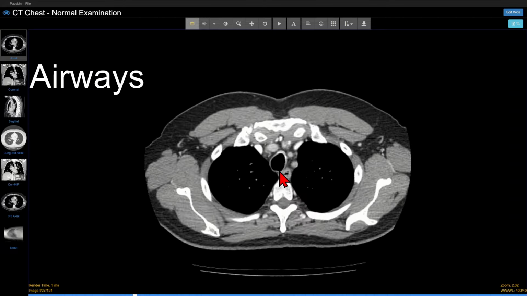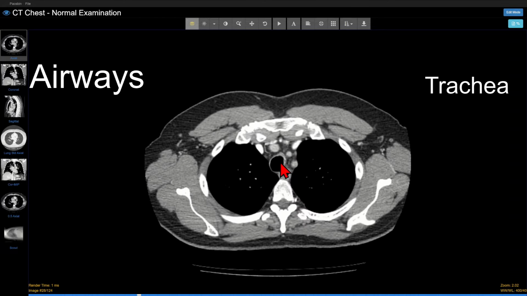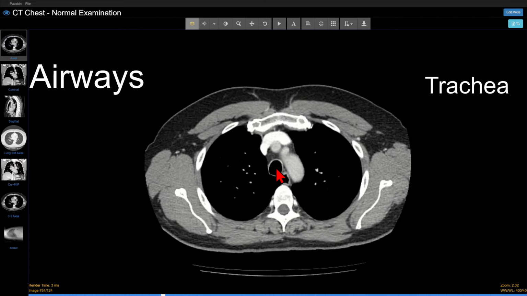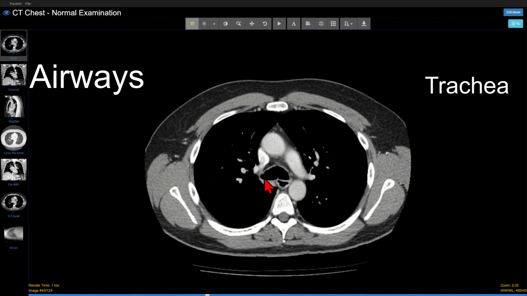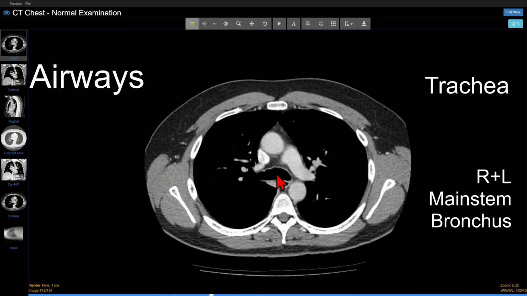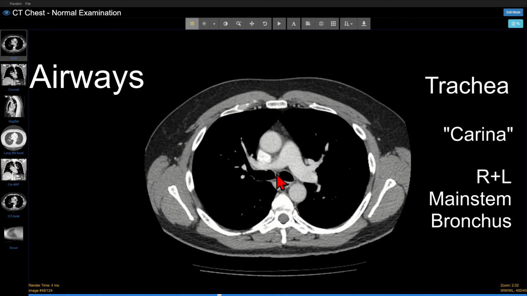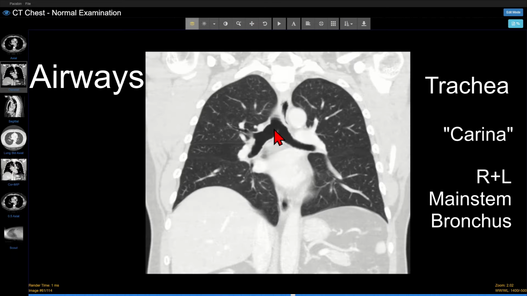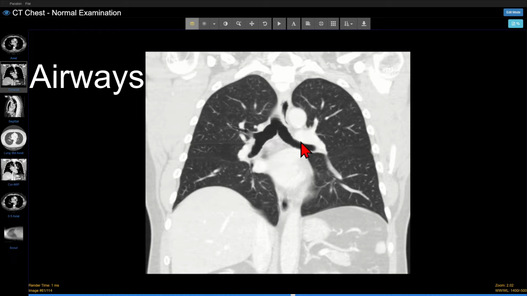Moving along to the airways, this is the trachea that bifurcates into the right mainstem bronchus and the left mainstem bronchus. The tracheal bifurcation is also known as the carina. Notice that the right mainstem bronchus here is a lot shorter than the left. Also note that the right mainstem bronchus usually has more of an inferior angulation to it compared to the left, which is why foreign bodies in aspiration tend to go down the right side more than the left.